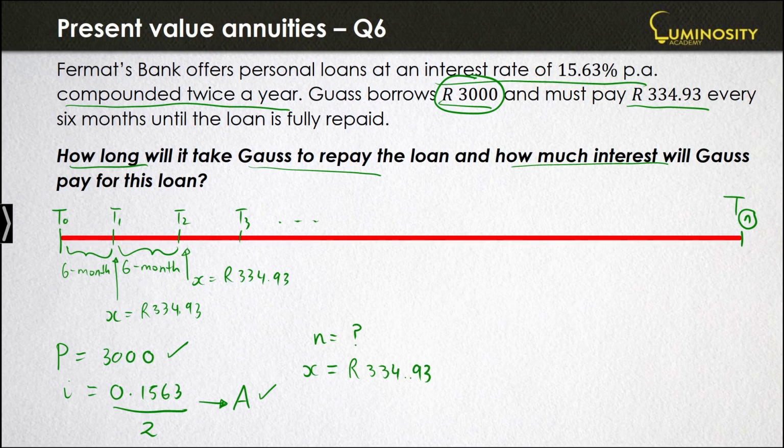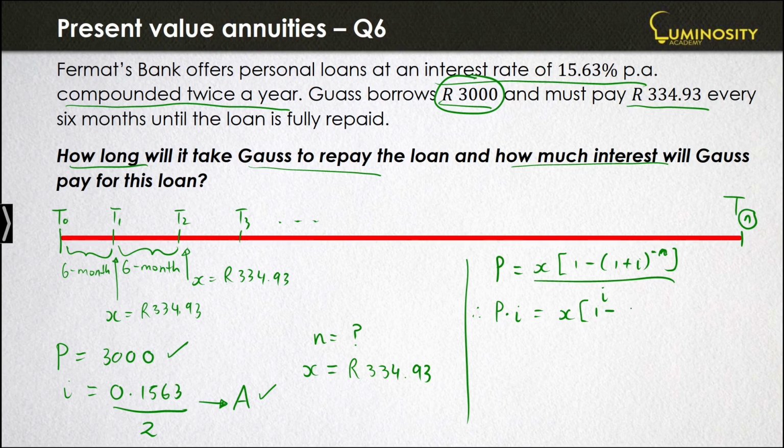So now the present value formula is P equals X times 1 minus 1 plus I to the negative N, all over I. Now we want to solve for N, and N is in the exponent. So we're going to have to carefully deconstruct this algebraically to get the solution for N. The first thing I'm going to do is multiply both sides by I. So that gives me P times I equals X times 1 minus 1 plus I to the negative N.